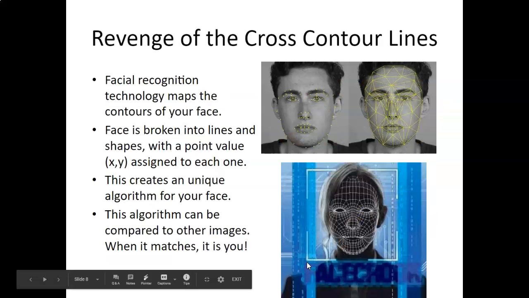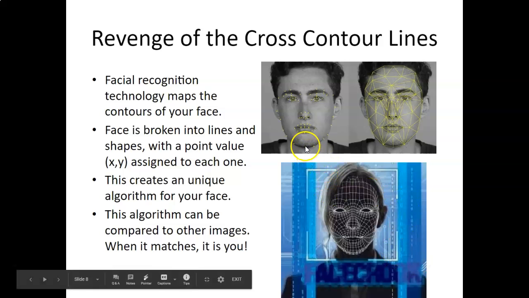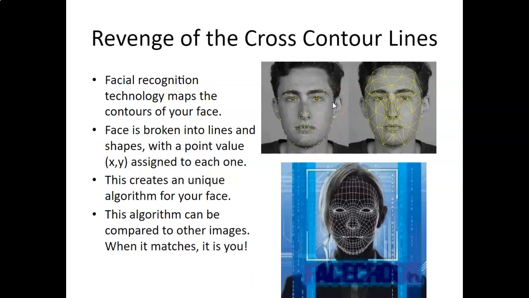That's basic image recognition, but this is how it works on the computer. Facial recognition technology maps the contours of your face. The first thing it does is turn your face into points, like a little dotted line around things. Those points have a value, X or Y, assigned on an axis, just like you do points and lines and things in math. And then the lines between those have a certain relationship, and those lines create spaces.